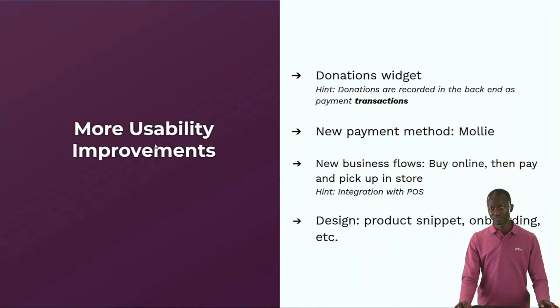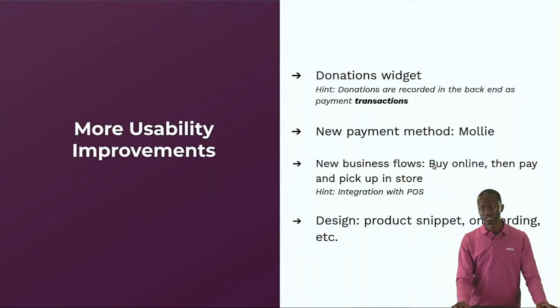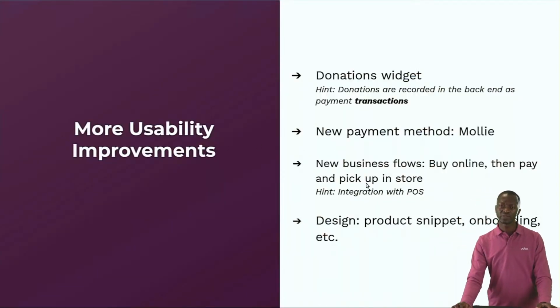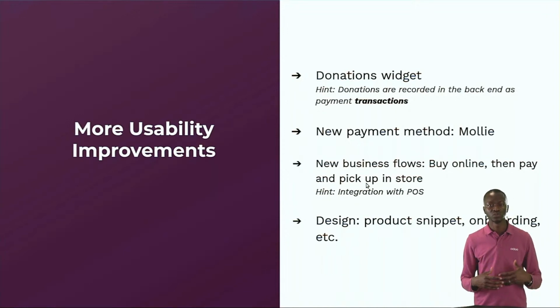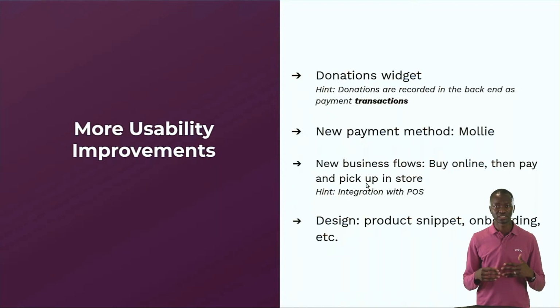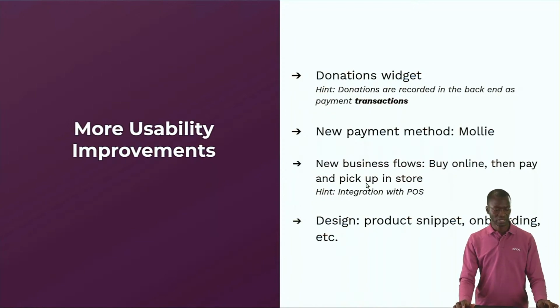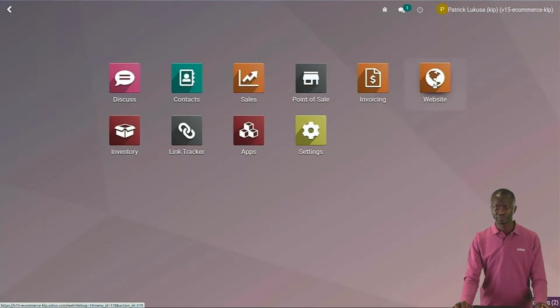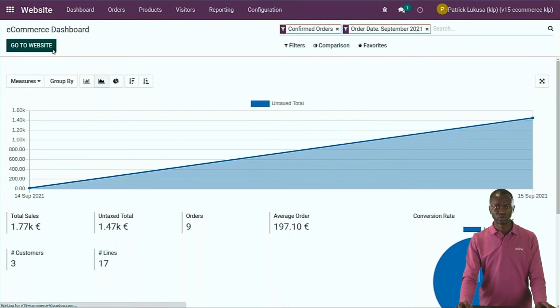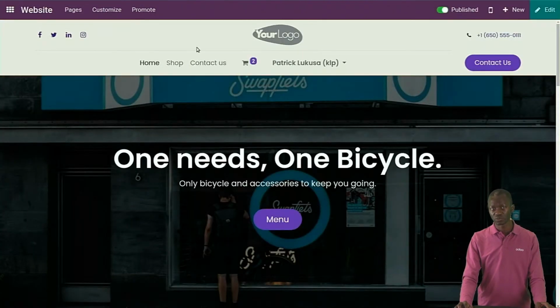Coming to the end of our presentation, there are two interesting things I would like to discuss. One is the fact that we now have new business flows that are possible. For example, you may have a customer who purchases online, but wants to come and pick the goods in store and pay in store at the time of picking. So it's now possible to take an order online. Actually, we have plenty of orders.